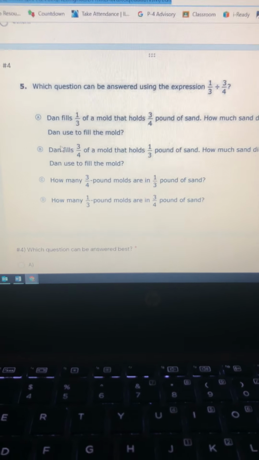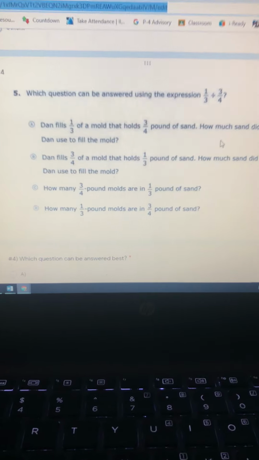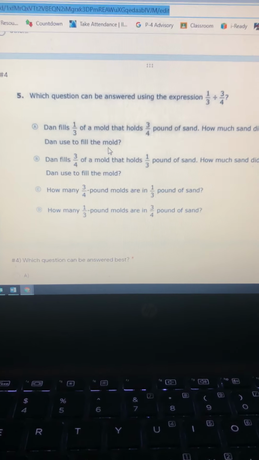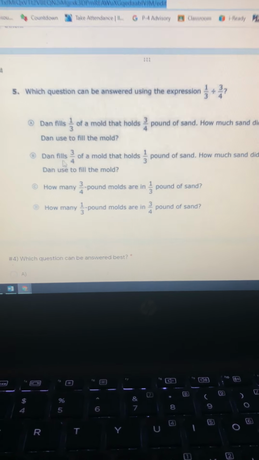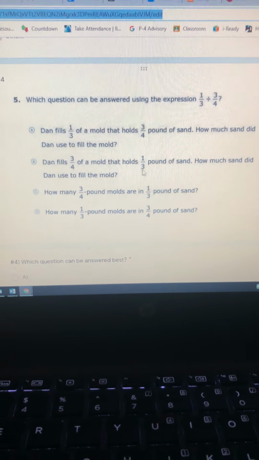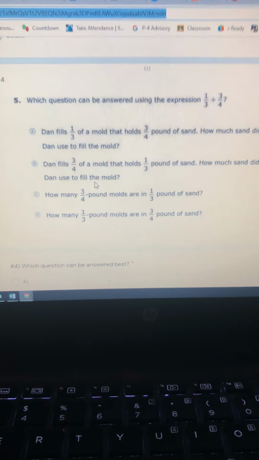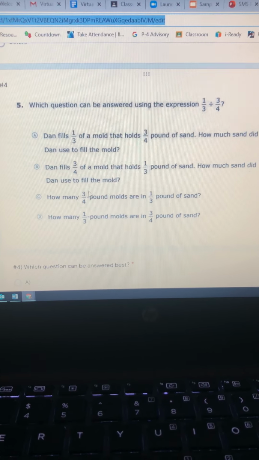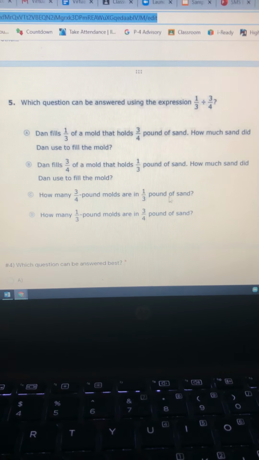So if we look at that, "Dan fills 1/3 of the mold that holds 3/4 pounds of sand. How much sand did Dan use to fill the mold?" Nope, that's not it. I don't even know what that means. "Dan fills 3/4 of the mold that holds 1/3 pound of sand. How much sand did Dan use to fill the mold?" What? "How many 3/4 pound molds are in 1/3 pounds of sand?"